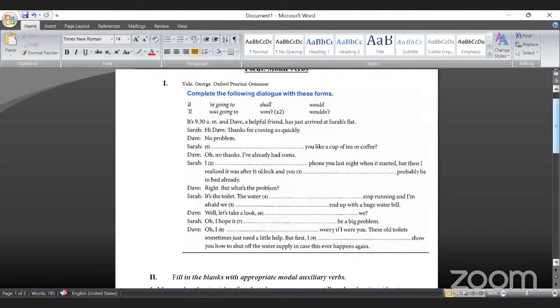Won't. The water wouldn't stop running? Not wouldn't, it is won't. The water won't stop running, and I am afraid we are going to end up with a huge water bill. Okay, correct.